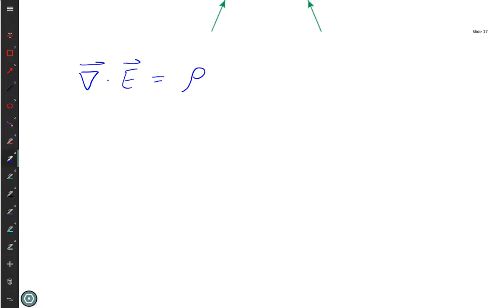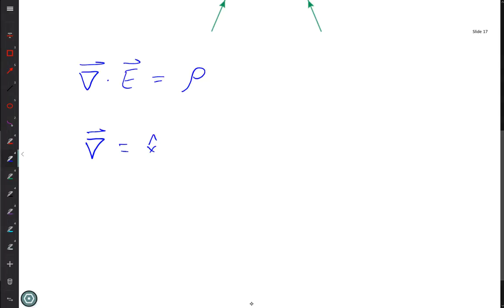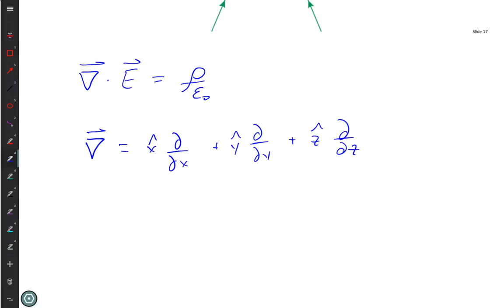Well, what is this del operator? It's a directional derivative. And so it goes like this. X hat partial with respect to X plus Y hat partial with respect to Y plus Z hat partial with respect to Z. Now there is a constant here. I think it's over epsilon 0, but I could be wrong. So I'll send you an email with what the actual form is after class. I didn't look it up.